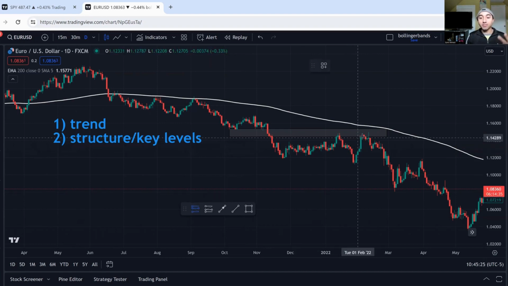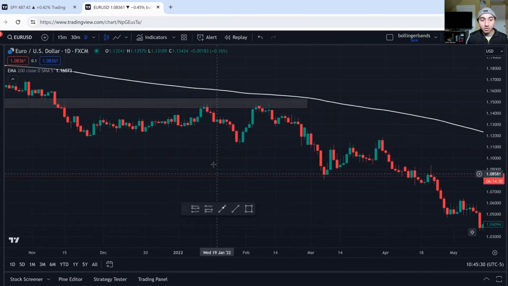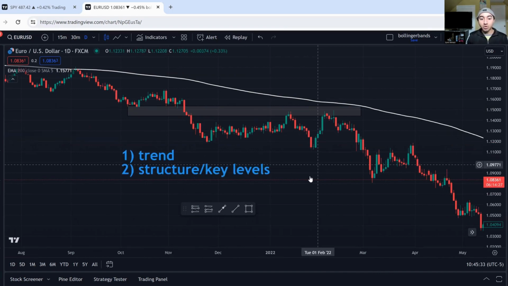If price just reaches back here, am I going to be shorting? No. I need more than that. So zooming into this, what do you see? What do you see right over here? Hold on, let me go over here. Cool. What do you see right over here?